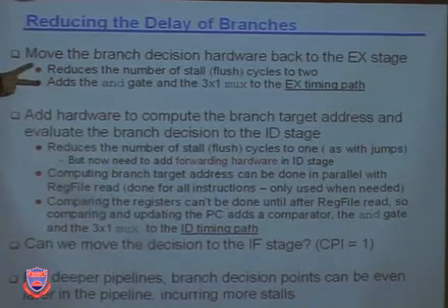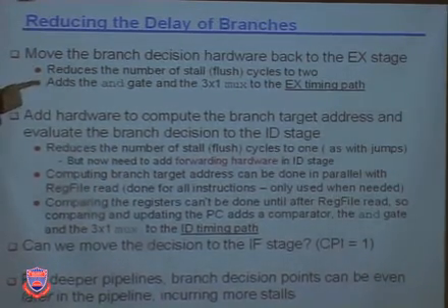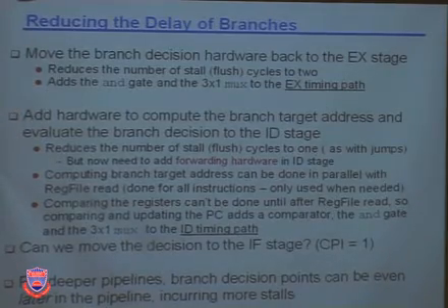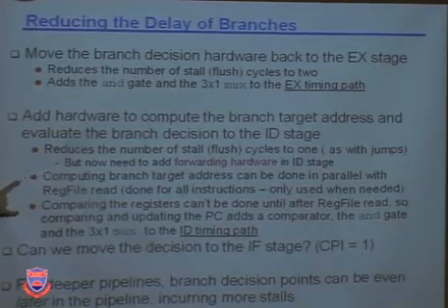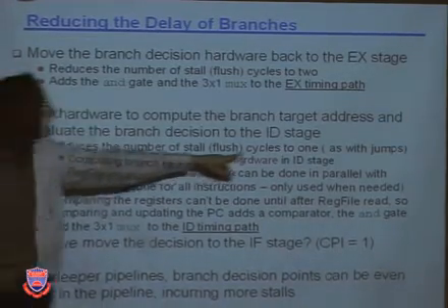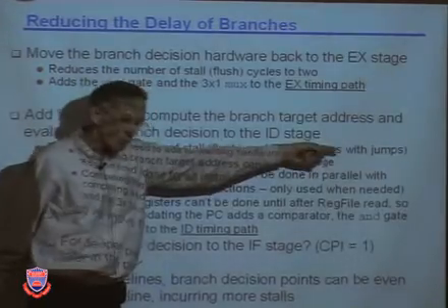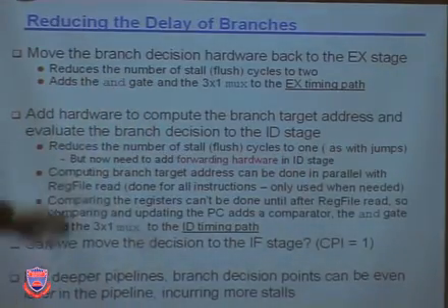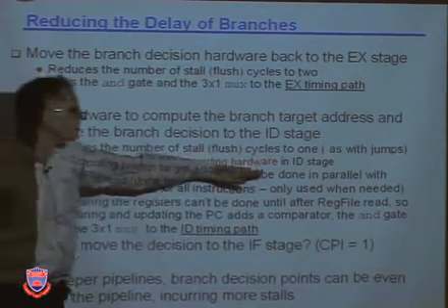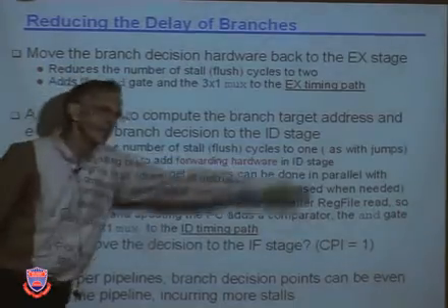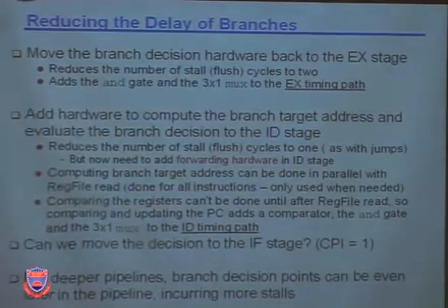Look, this required only this. Actually, only this. And here was our benefit. Now, this is going to require more. It reduces the number of stall cycles to just 1, same as that we had for jumps. But now we're going to have to add forwarding hardware into the decode stage. Forwarding hardware. You'll see it in just a minute.